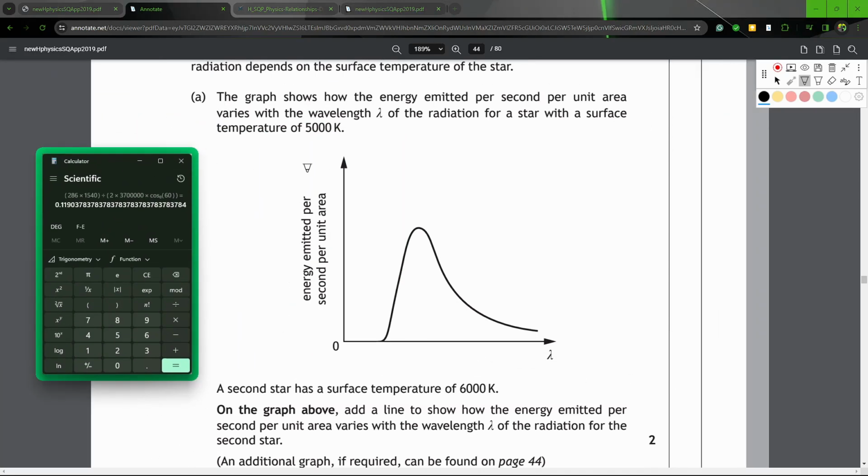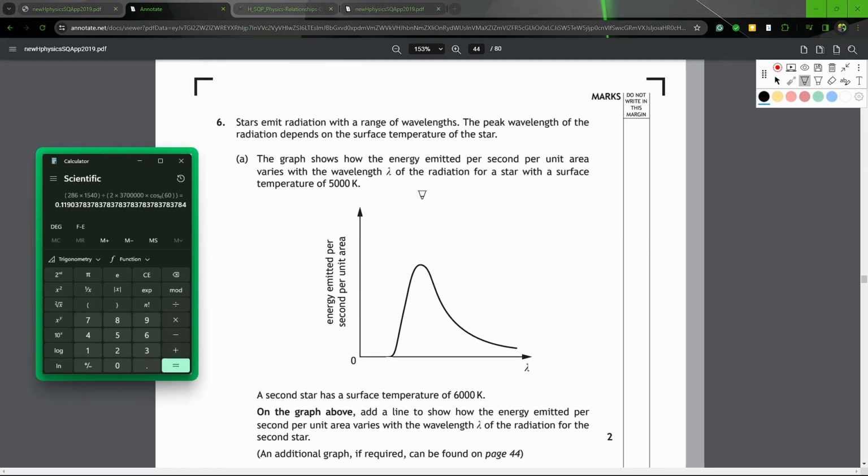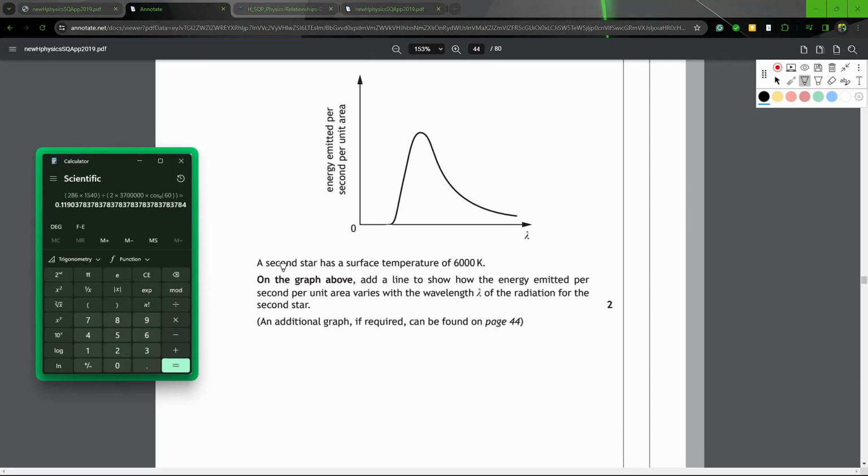Right, we're moving on to 6 now. The graph, stars emit radiation with a range of wavelengths. The peak wavelength of the radiation depends on the surface temperature of the star. The graph shows how the energy emitted per second per unit area varies with the wavelength lambda of the radiation for a star with a surface temperature of 5000 Kelvin. A second star has a surface temperature of 6000 Kelvin. On the graph above, add a line to show how the energy emitted per second per unit area varies with the wavelength lambda of the radiation of the second star.